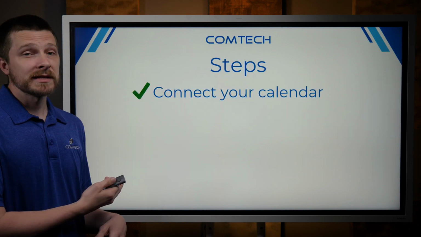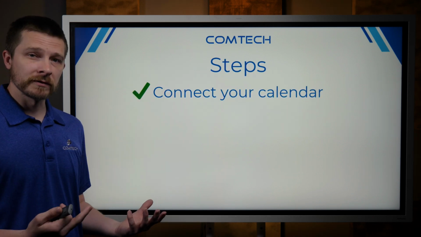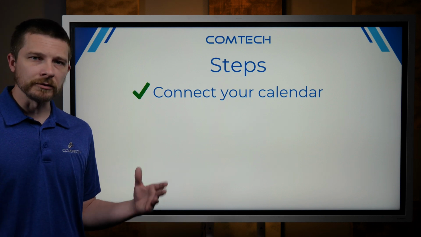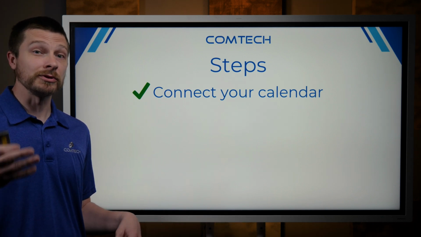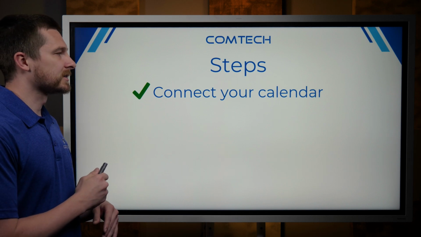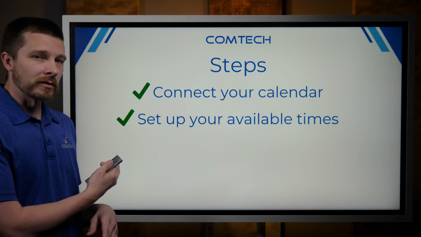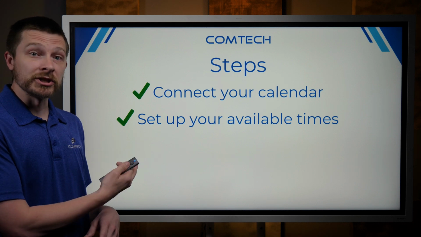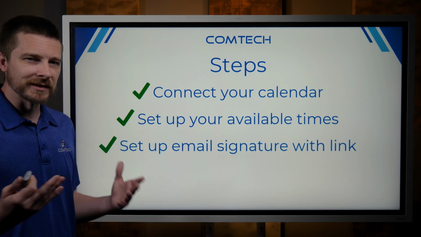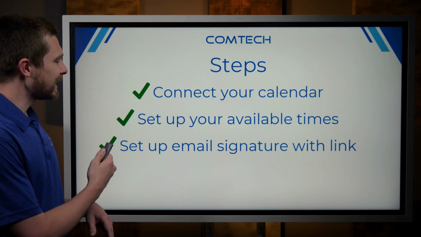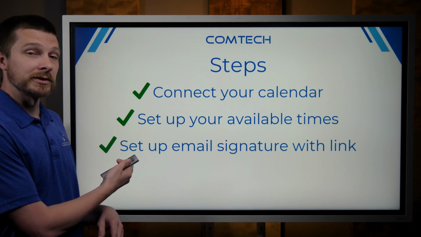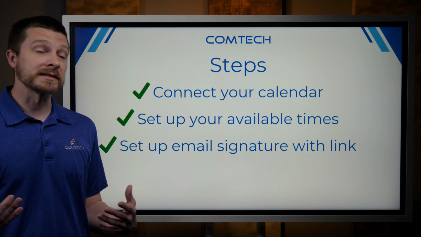So these are the steps we're going to go through, and I'm going to go relatively quick. Obviously, you guys are going to have this video so you can go back and watch it at a slower pace. But we're going to talk about how to connect your calendar, setting up your available times so no one books when they shouldn't. Nobody wants a meeting at 8 p.m. at night. And then we're going to set up an email signature with your link to make it very simple.